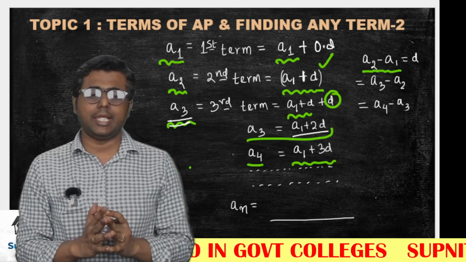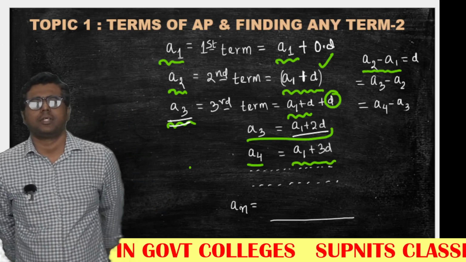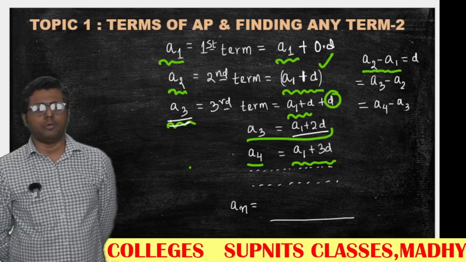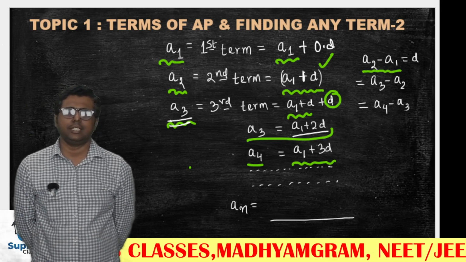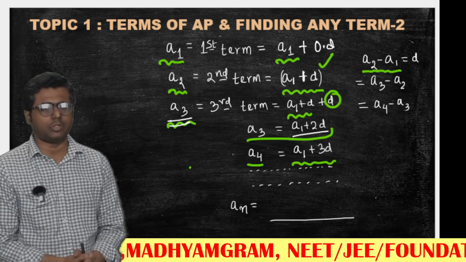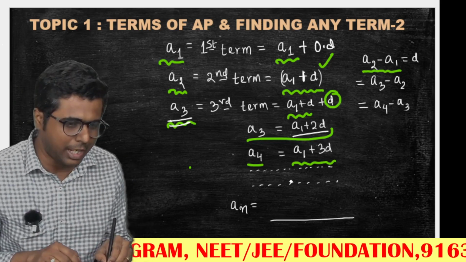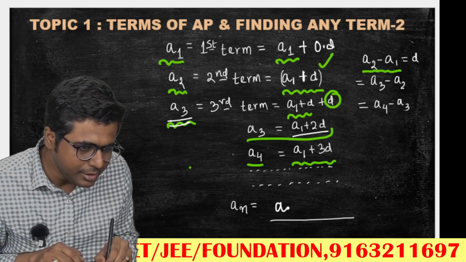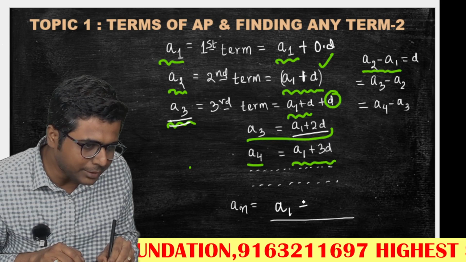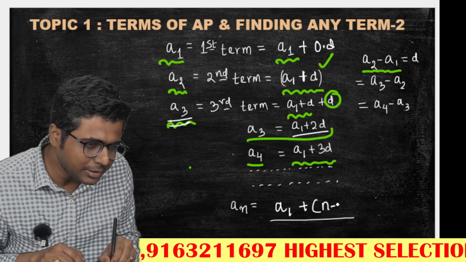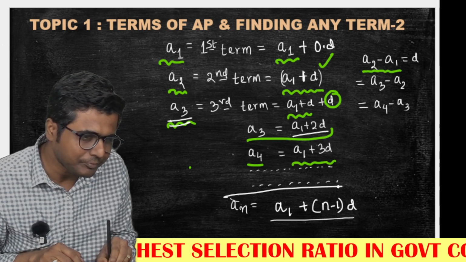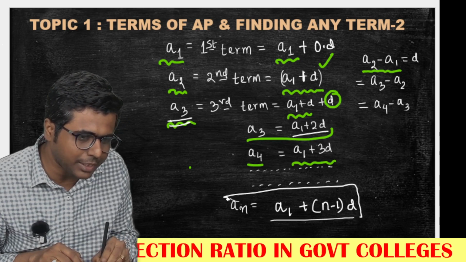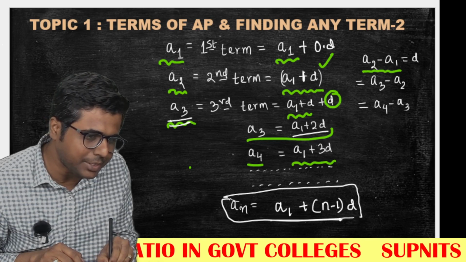What about AN, guys, the nth term? Come on, can you find it out? By chronology, by logic, I think you guys would be able to find it out, and many of you have found it out till now. It will be A1 plus n minus 1 into D. The formula of nth term of AP.